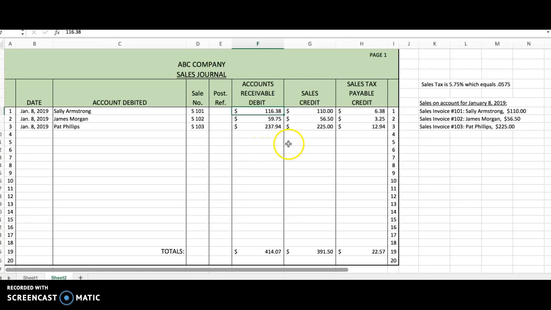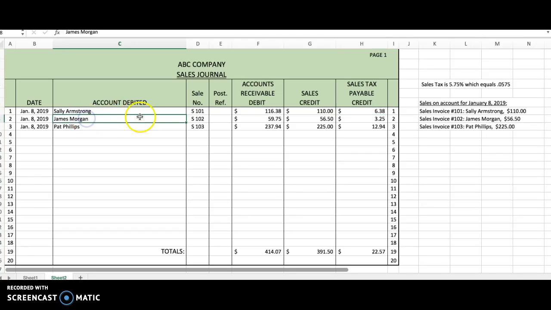When she pays it, we will count 110 as a sale, and we will have to pay to the state $6.38. That's not our money. So it's a liability for us. We collect it eventually from Sally, but we will need to pay it eventually to the state. So in the meantime, it is a liability for us.